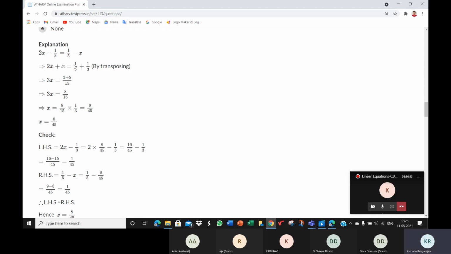That's one thing. You should make sure that you know how to add fractions. And the other thing is this x in 3. 3 is in multiplication on one side. So on the other side, it will be divided by 3. This 3 will come to the other side as divided by 3. So it's the same as saying into 1 by 3.